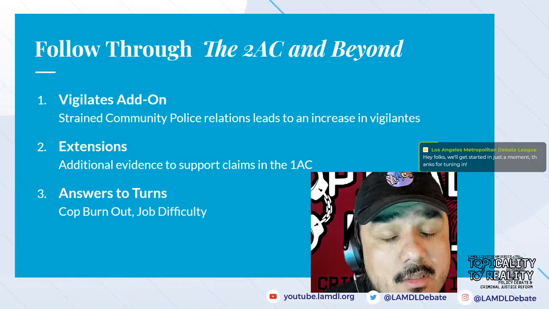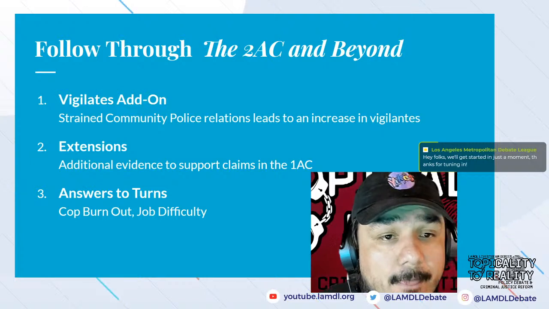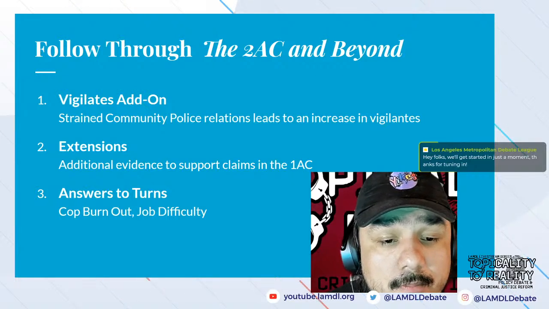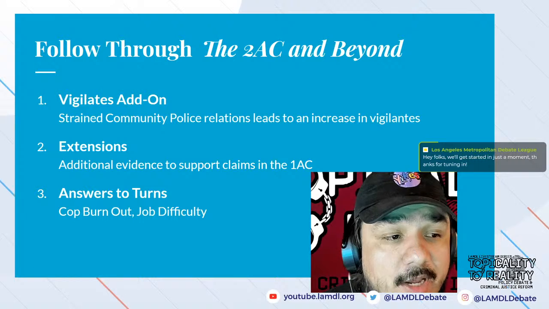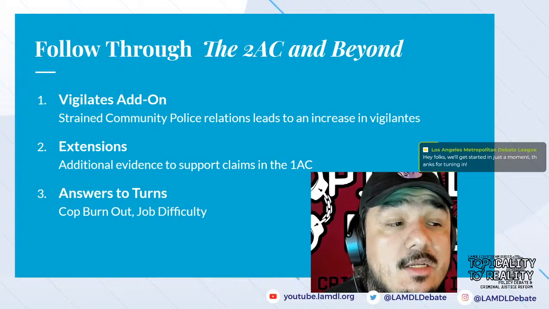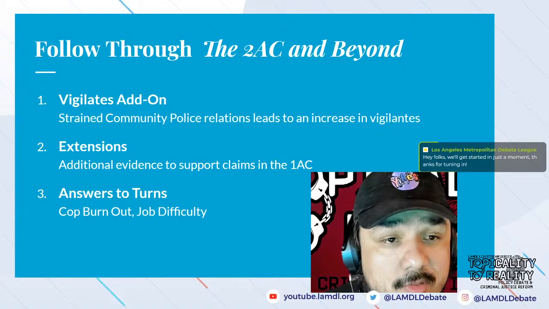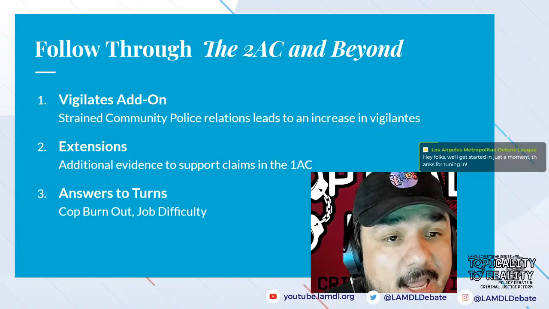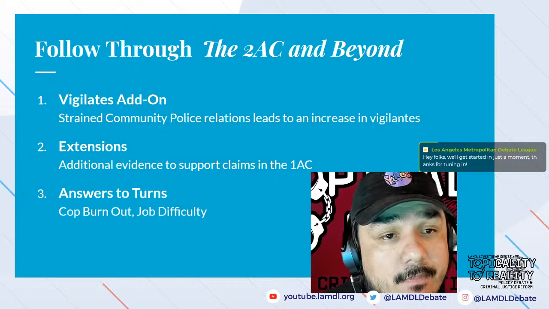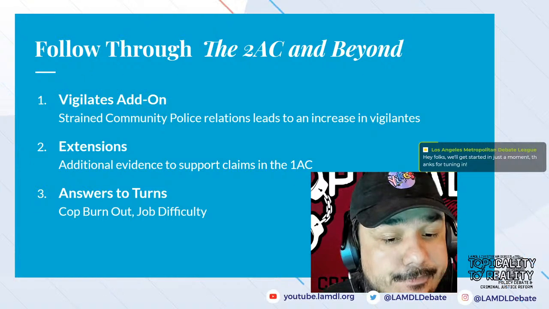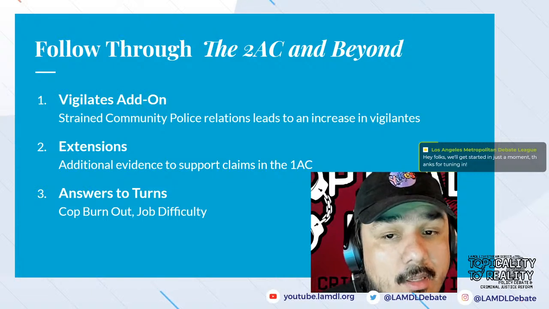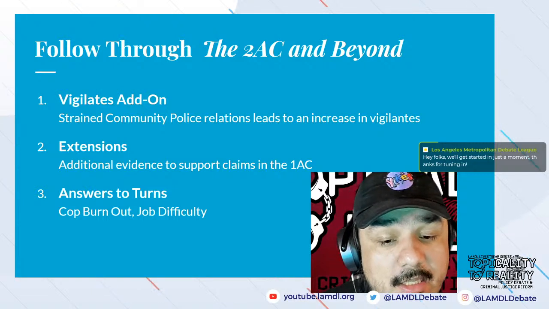Sometimes those extensions are necessary, because the negative will make arguments that your 1AC didn't take into account. So then you could add some extensions. But don't think that just because you have a lot of evidence, you need to use all of the evidence. It's better to highlight the most important parts of it. Less is more.